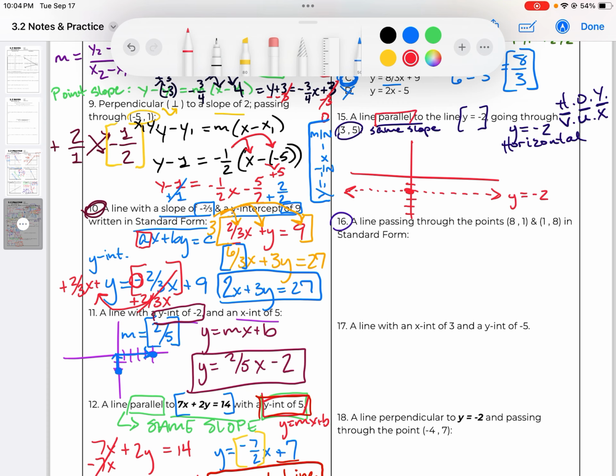So I want a line that's parallel to that, which means it has the same slope. Well, if you're looking at a horizontal line, it has a slope of 0. It has no slope. It's flat. But I also want it to go through the point 3, 5. So it goes through 1, 2, 3, up, 1, 2, 3, 4, 5. So it goes through this point. Well, guess what? It's parallel to a line that is flat. So that means it is also flat.